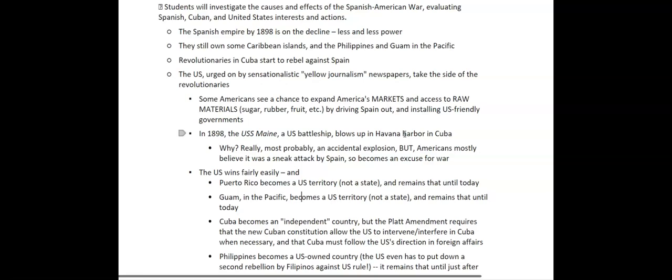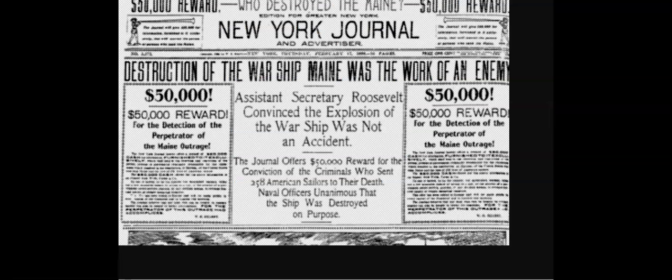Really, most probably, historians and scientists have figured out it appears to be an accidental explosion. It was a steamship, it carried a lot of coal in its hold, and coal dust can be very explosive. That's what probably really happened. But Americans mostly believe it was a sneak attack by Spain, because they're getting these kinds of headlines. Destruction of the warship Maine was the work of an enemy. $50,000 reward for whoever did it. Well, there was no evidence of it, but people bought it.